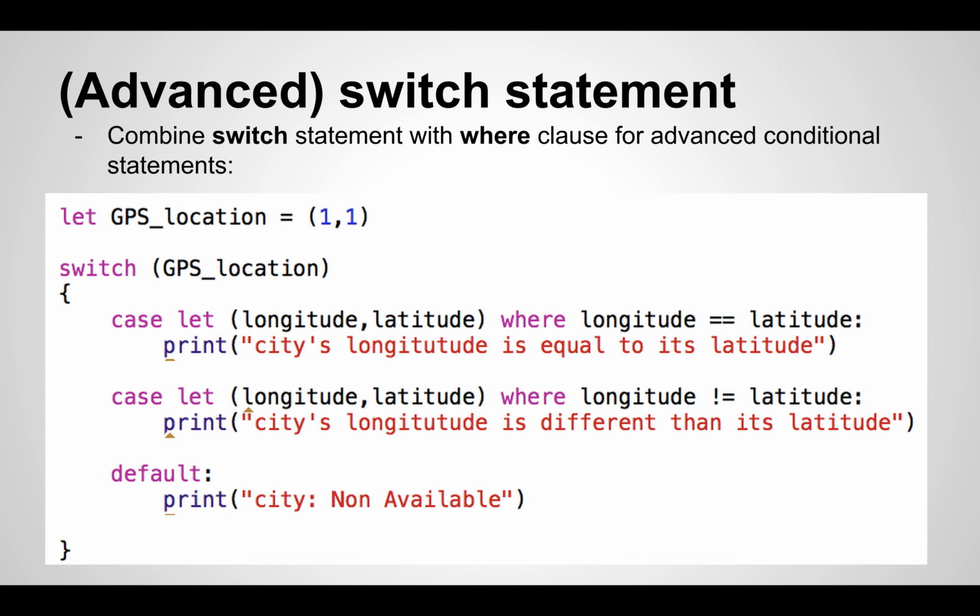Okay? Now, the GPS location coordinates here are 1, 1. So obviously, the x and y are the same. The longitude is the same as the latitude, right? So it will use the case where longitude is equal to latitude, and it would print the city's longitude is equal to its latitude.